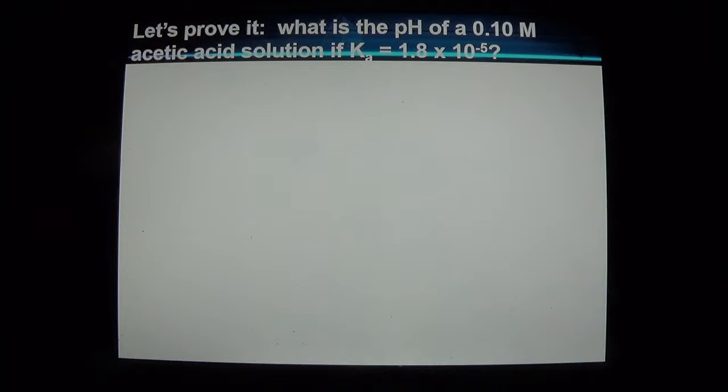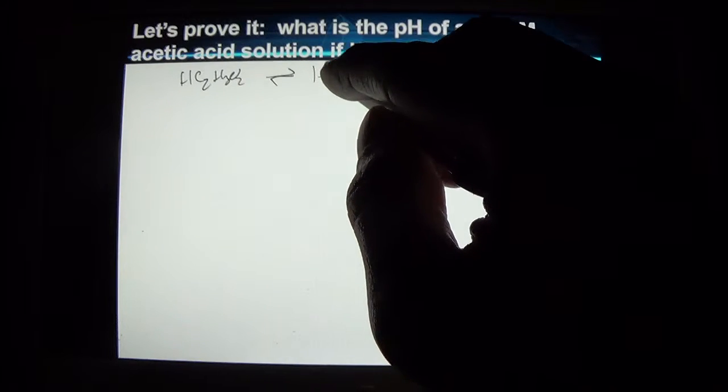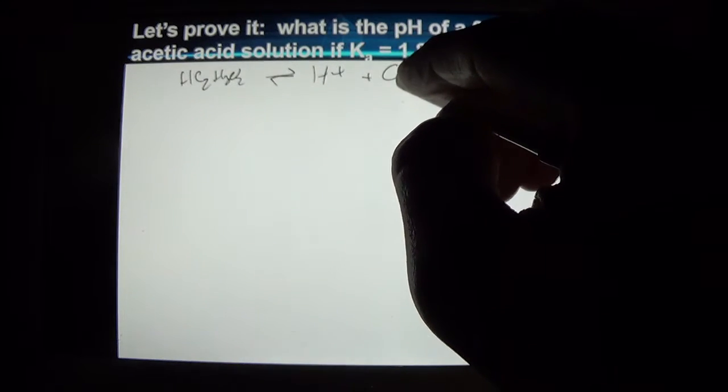So let's prove that. So here's my pure acid. My pure acid is acetic acid, so HC2H3O2. And I'm not going to show the water. I hope you're okay with that. Going to give me hydrogen ion and acetate ion.